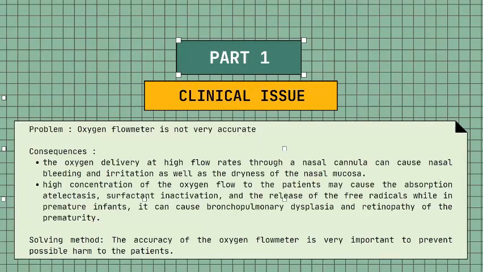Also, a high concentration of oxygen flow to a patient may cause absorption atelectasis, significant inactivation, and the release of free radicals in premature infants. It can cause bronchopulmonary dysplasia and retinopathy of prematurity. Thus, the accuracy of the oxygen flow meter is very important to prevent possible harm to the patients.